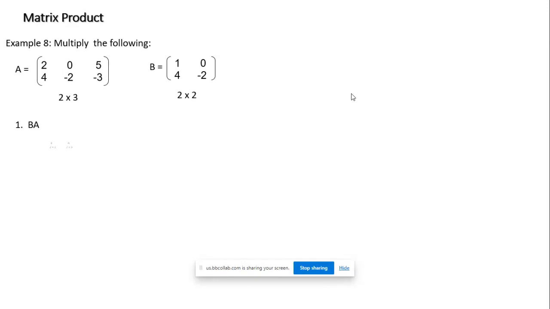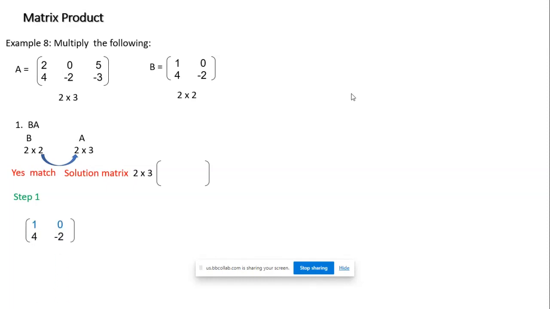Let's multiply B with A. Again, B is a 2 by 2 matrix, A is a 2 by 3 matrix, and the resulting matrix is going to be a 2 by 3 matrix. Okay, so step one, let's go ahead and write the matrices. Matrix B is 1, 0, 4, negative 2. Matrix A is 2, 0, 5, 4, negative 2, negative 3.